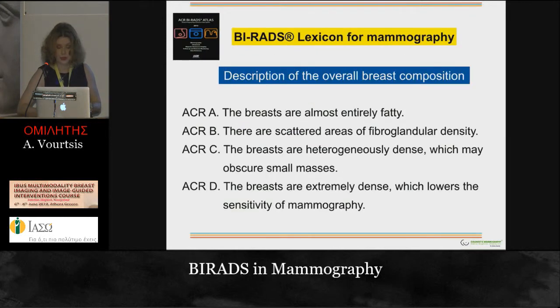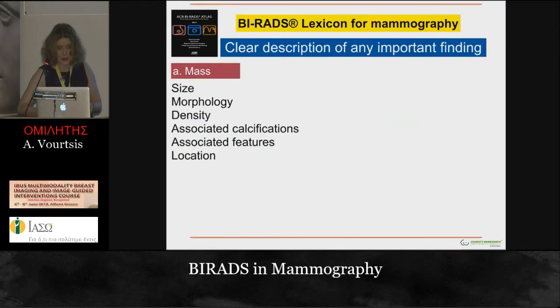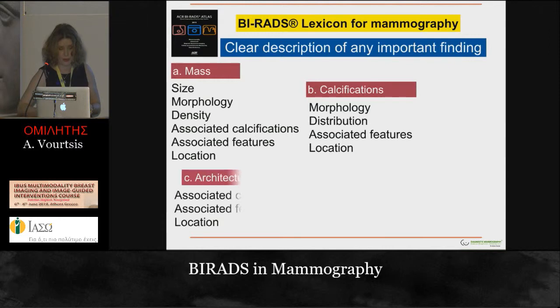Also, we have to describe the overall breast composition, and we have 4 different patterns, A, B, C, and D, and you're all familiar with this, so I want to save some time. Currently, 38 states in the US mandate some level of density reporting. Connecticut was the first state to pass a law, in 2009. Here we don't face such a problem in Greece because we have opportunistic screening. So in women with dense breasts, we always perform additional breast ultrasound.